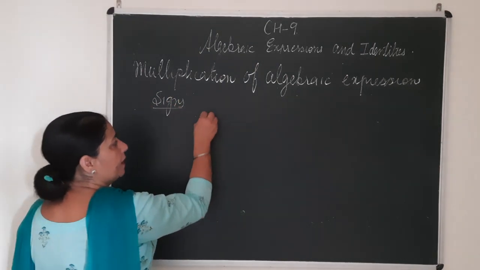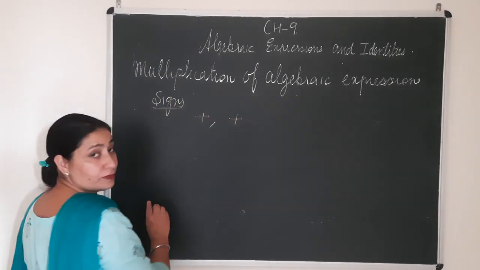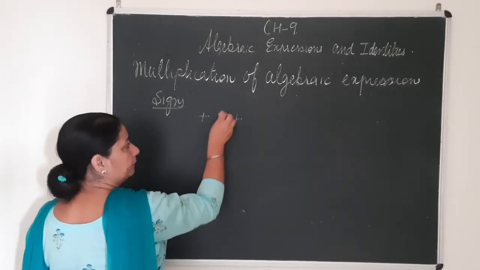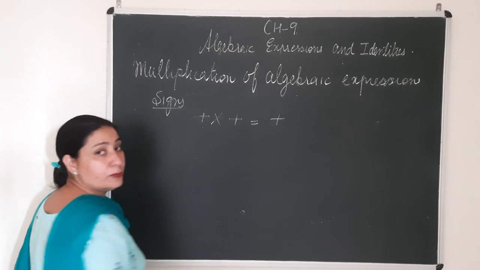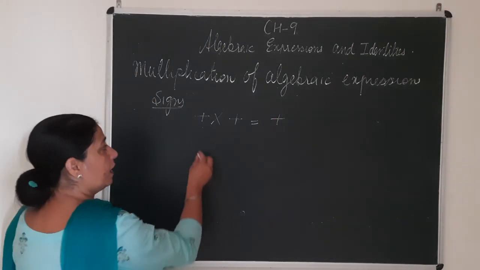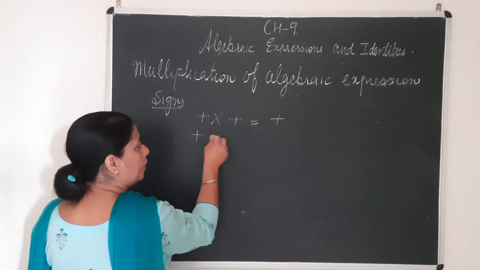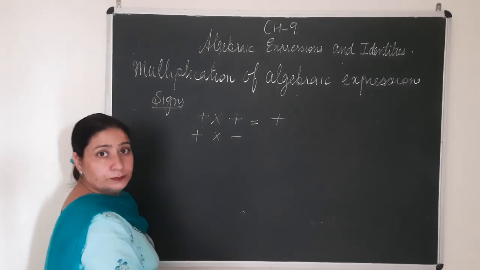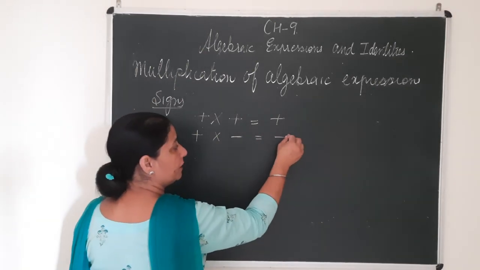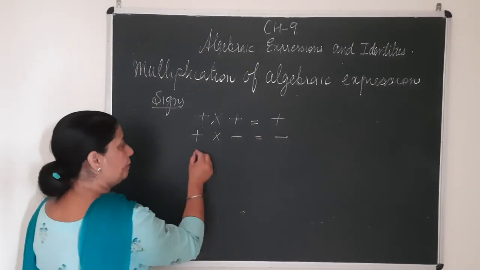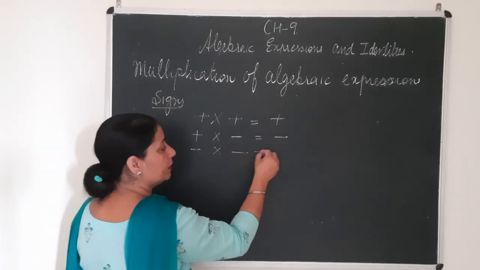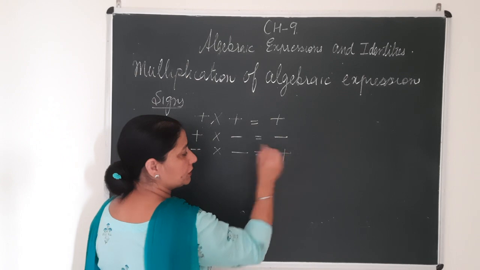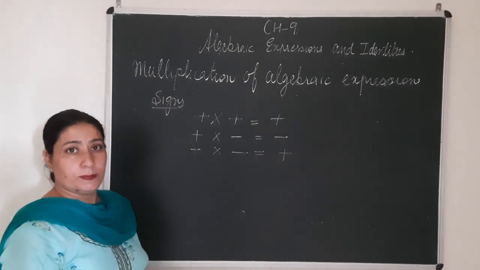Like, if I have got 2 terms positive and I multiply them, the product of that will also be positive. If I multiply a positive with a negative term, then the product will always be negative. If I multiply a negative term with a negative term beta, the product will become positive. One thing you have to keep in mind.